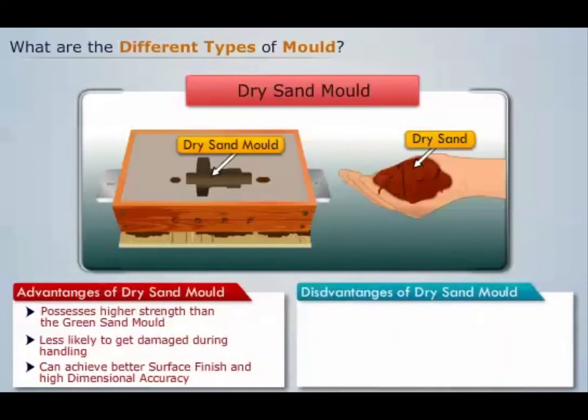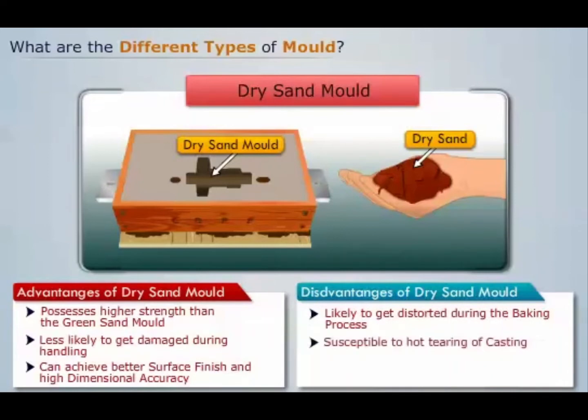But its disadvantages are that it is likely to get distorted during the baking process. It is susceptible to hot tearing of casting and is more expensive than the green sand mold.